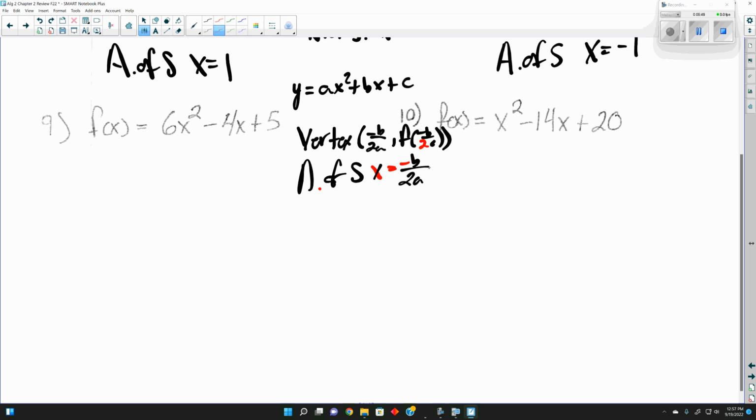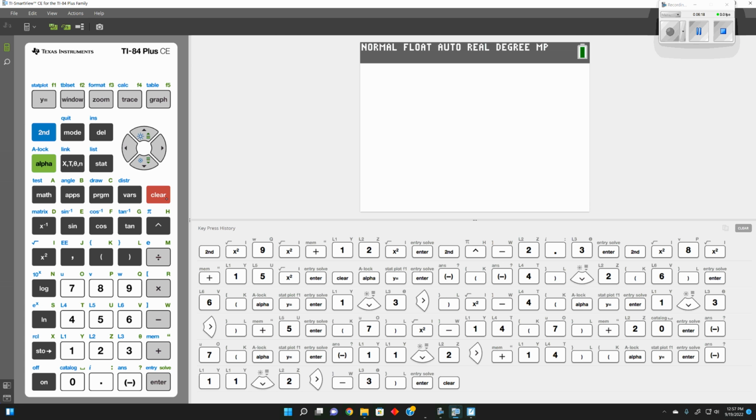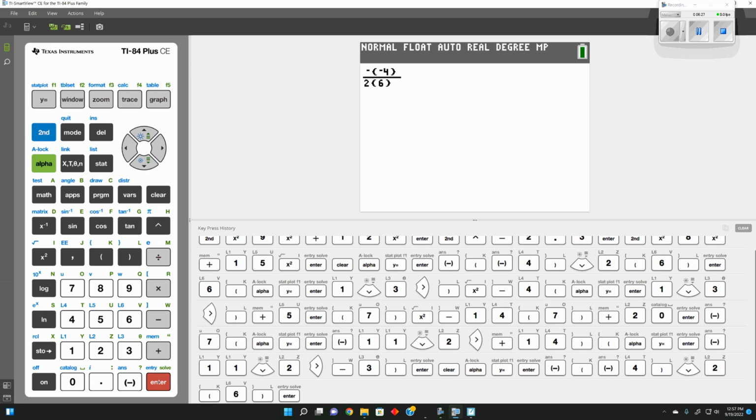So the real thing we need to actually calculate is the negative b over 2a. Well, what's the value of b? And the value of a is 6. And again, at this point, you can plug it in the calculator. Negative -4 over 2 times 6 is 1/3.